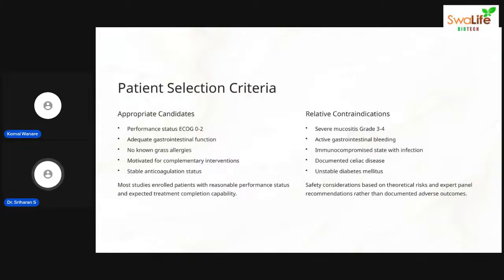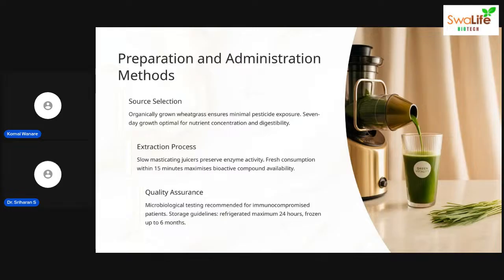So in safety concerns, the main thing is proper storage. Proper storage is the main thing, so we will go deeply into that. Next, the preparation and administration method. In the preparation and administration method, there is the source selection.